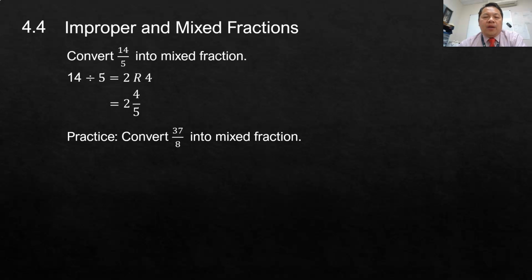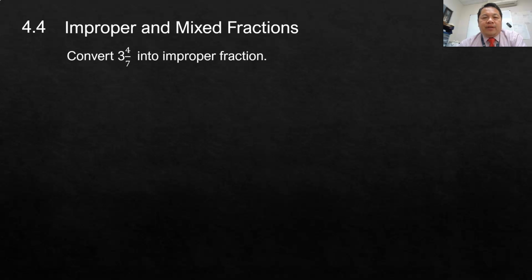Okay, why don't you try converting 37 out of 8 into a mixed fraction? Pause the video. That's right. The answer is 37 divided by 8. You get 4 whole, remainder 5. That's how you get 4 whole and 5/8. Okay, done.